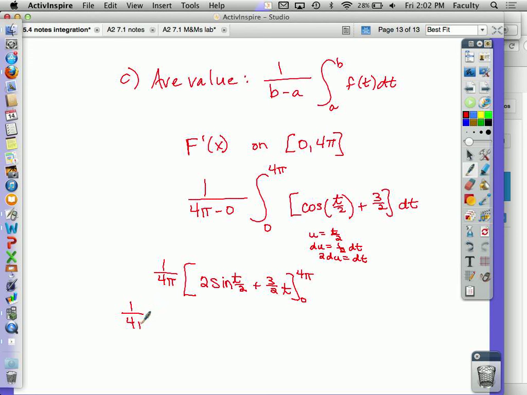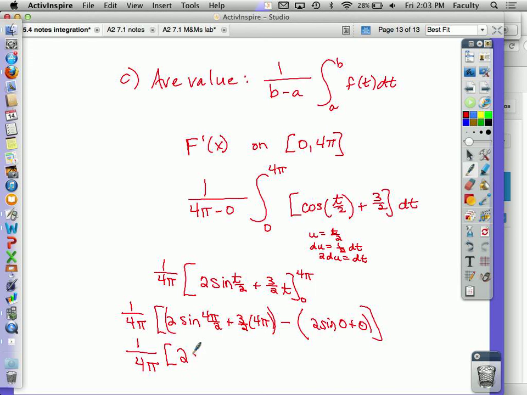So this is 1 over 4 pi. I'm going to do 2 times the sine of 4 pi over 2 plus 3 over 2 times 4 pi minus, this is 2 sine 0 plus 0. The nice thing is that second half just cancels to 0, and I get 2 sine 2 pi plus, now 2 goes into 4 twice, so that's 6 pi. All the other stuff was a 0, okay?